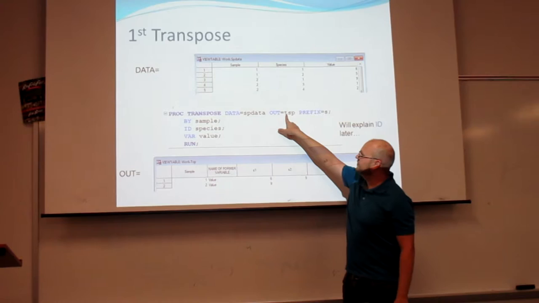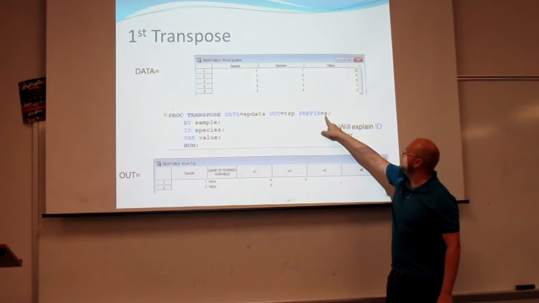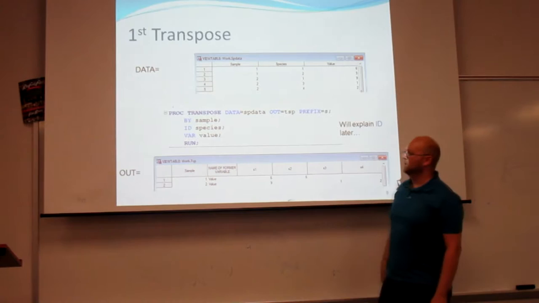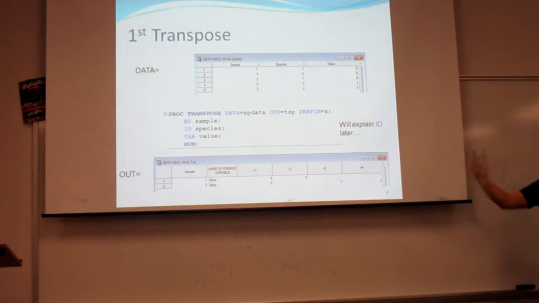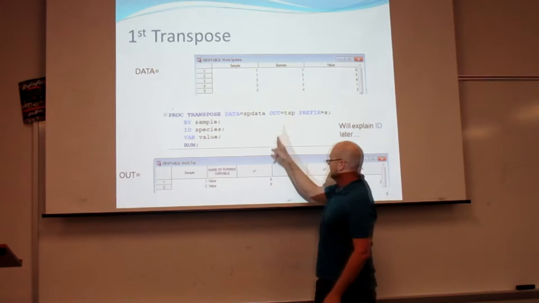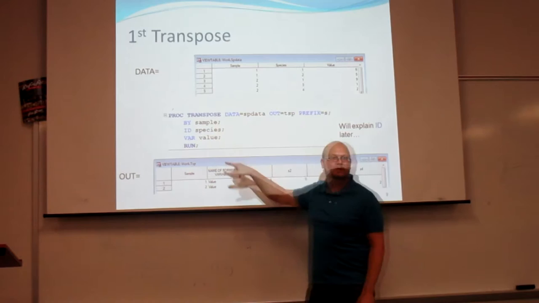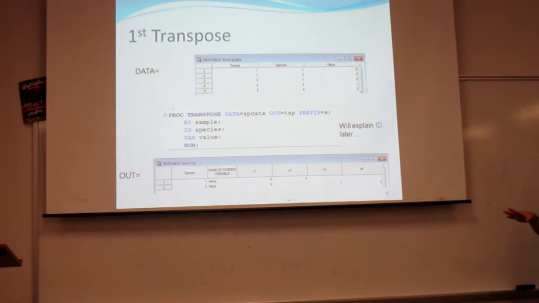All this prefix S does is it takes whatever characters are here and sticks it in front of these columns. And what a transpose does is it expands that table to fill in for each of these species the actual value, because we're using by value and by sample. Okay? And we're going to talk later about what the ID thing does. ID is only for proc transpose. So if you forget about it from now on, it probably wouldn't hurt you none.